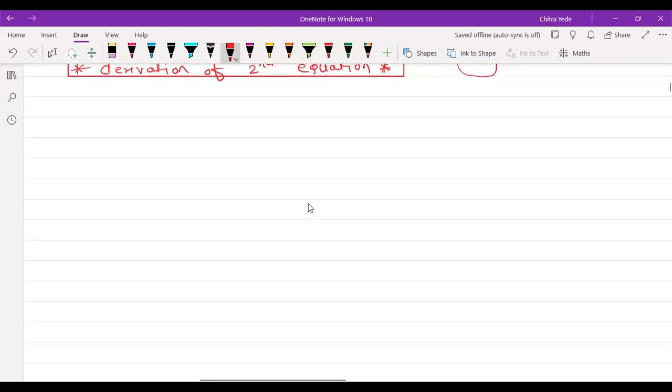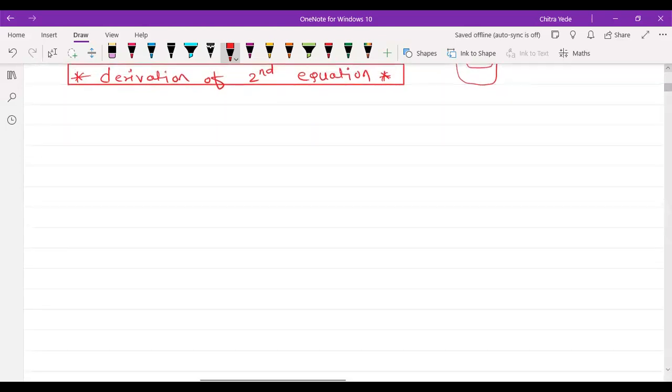Okay, so we have the second equation of motion. I'm going to write it here first. Sir, are velocity and speed the same thing? If both are taking place in the same direction, in a straight line path, then yes, both are the same. But if the path is not straight, they are different.